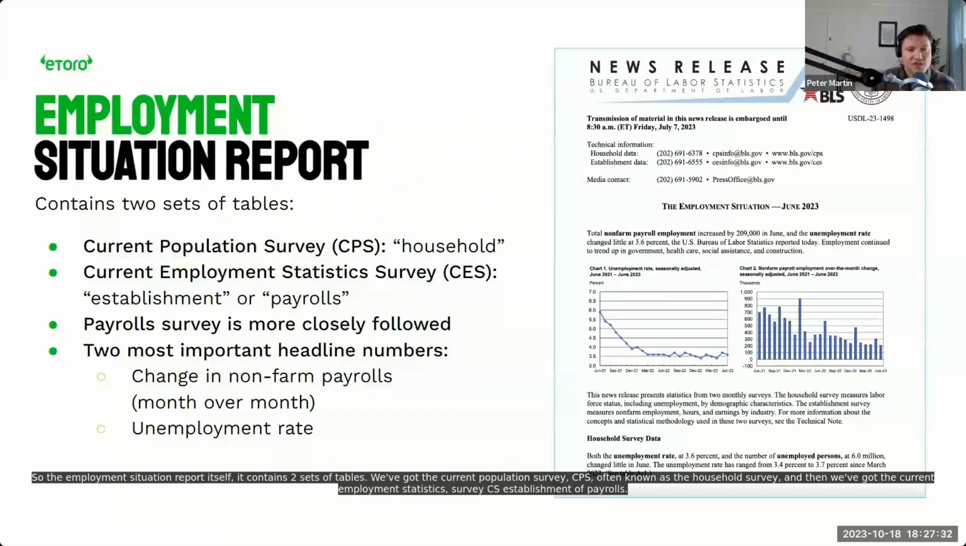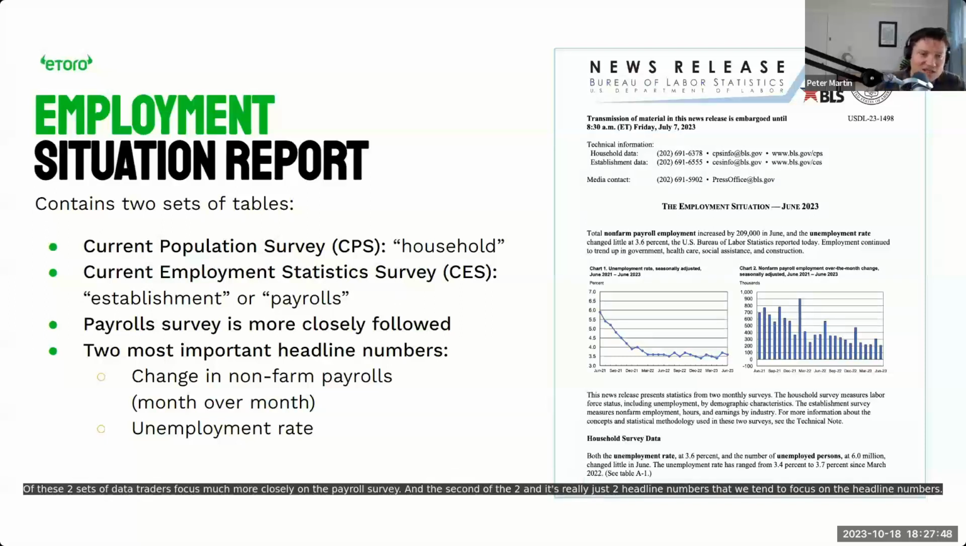So the employment situation report itself contains two sets of tables. We've got the Current Population Survey, CPS, often known as the household survey. And then we've got the Current Employment Statistics survey, CES, establishment payrolls. Of these two sets of data, traders focus much more closely on the payrolls survey, the second of the two.